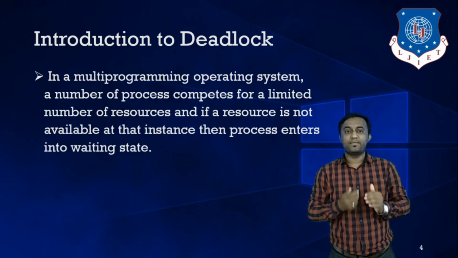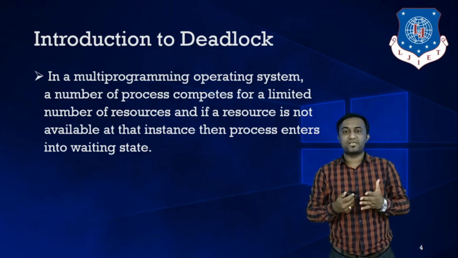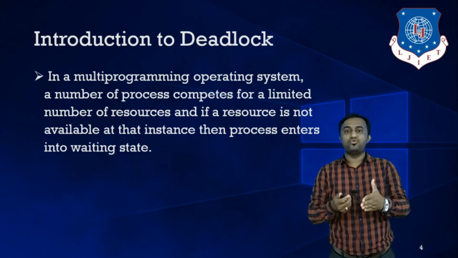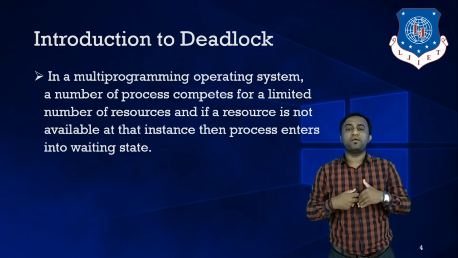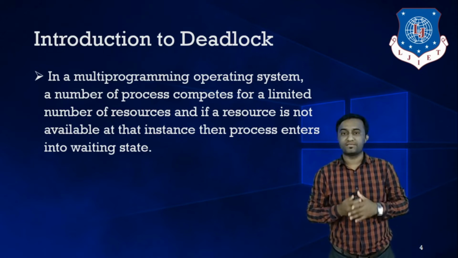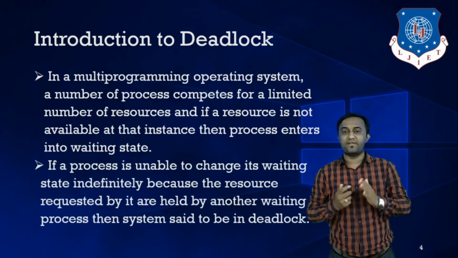So some of the processes may enter into a waiting state. What is a waiting state? We have discussed it in the process state diagram. A process may execute in the CPU, or a process may be in a waiting state when it requires IO devices for its operation. So some of the processes are waiting.